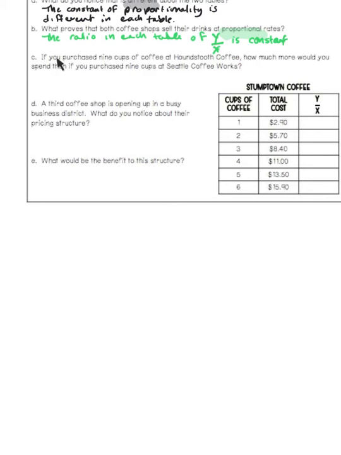Question C says, if you purchase 9 cups of coffee at Houndstooth Coffee, how much more would you spend than if you purchased 9 cups of coffee at Seattle Coffee Works? So the first thing I want to do is highlight important information. They mention 9 cups of coffee, and in both tables that is the X value. So I'm now talking about the number of cups of coffee.